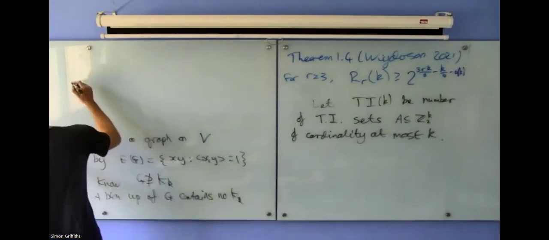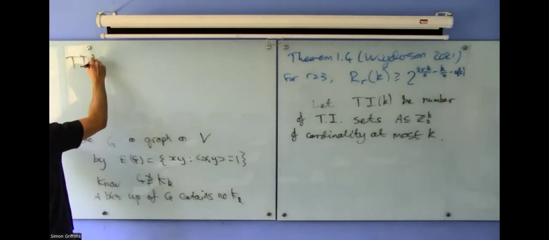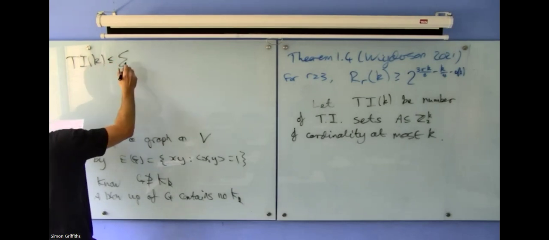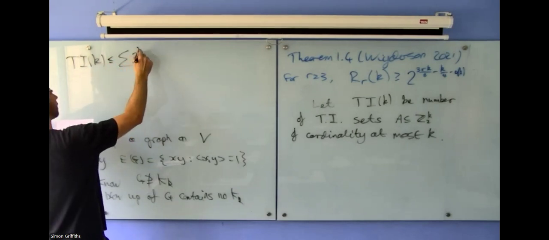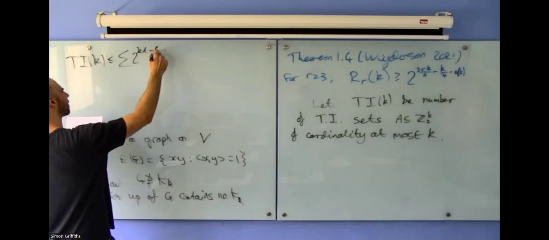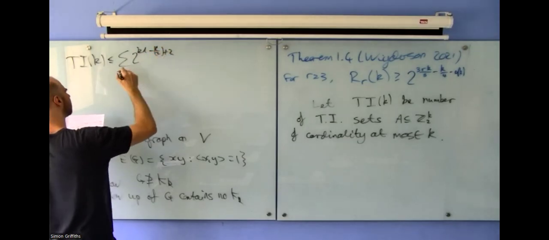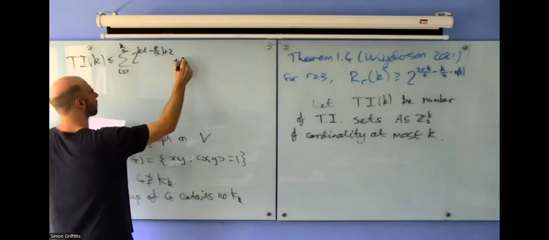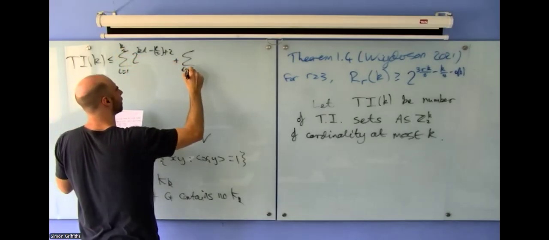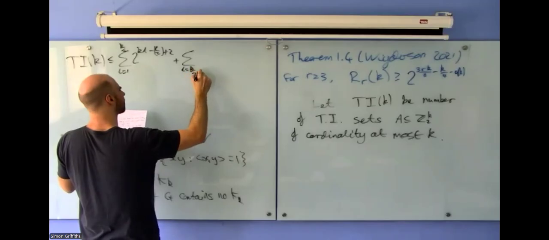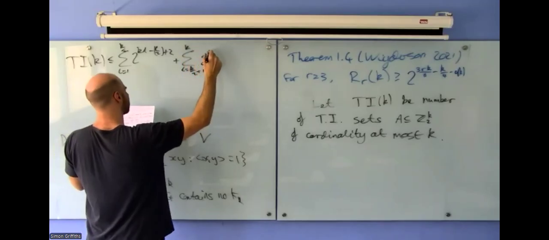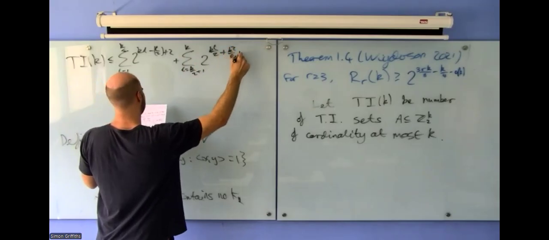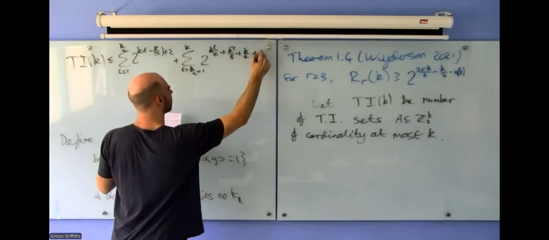So T I K is at most, I mean, you could put in the summations from last time. KL minus L choose 2 plus 2. You do this from L equals 1 up to K over 2. And then in the rest, K over 2 plus 1 up to K, you have 2 to the KL over 2 plus K squared over 8 plus K over 4 plus 1.